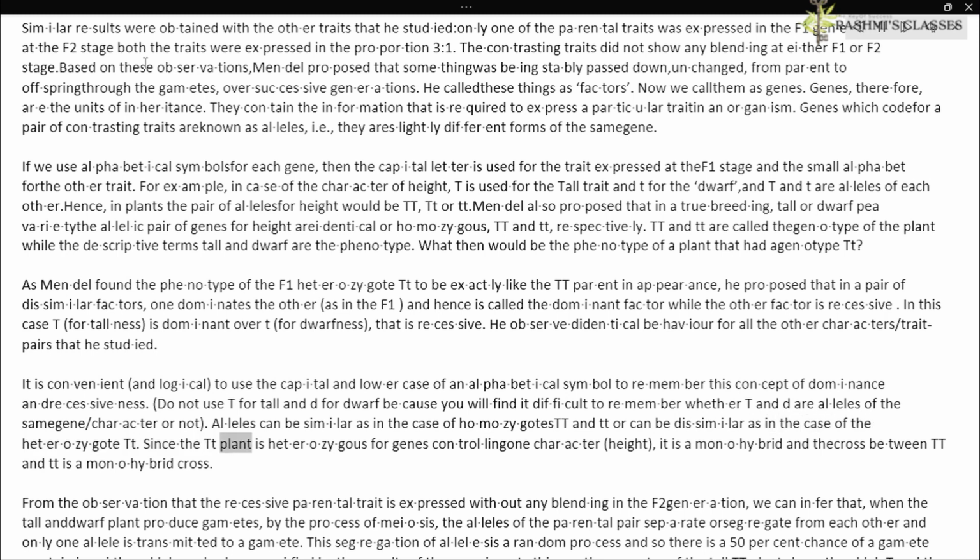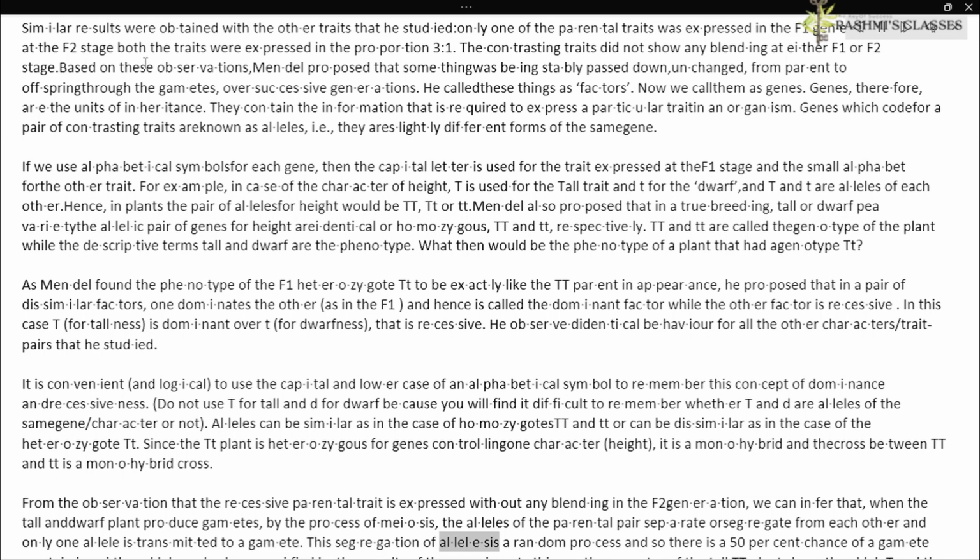Since the Tt plant is heterozygous for genes controlling one character, height, it is a monohybrid and the cross between TT and tt is a monohybrid cross. From the observation that the recessive parental trait is expressed without any blending in the F2 generation, we can infer that, when the tall and dwarf plant produce gametes, by the process of meiosis, the alleles of the parental pair separate or segregate from each other and only one allele is transmitted to a gamete.